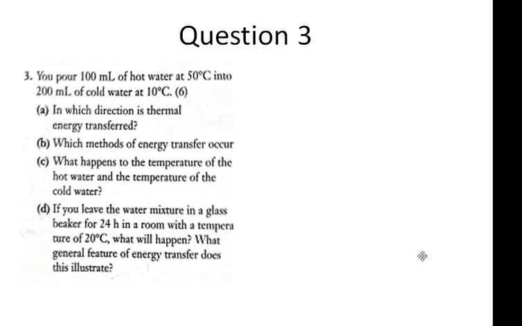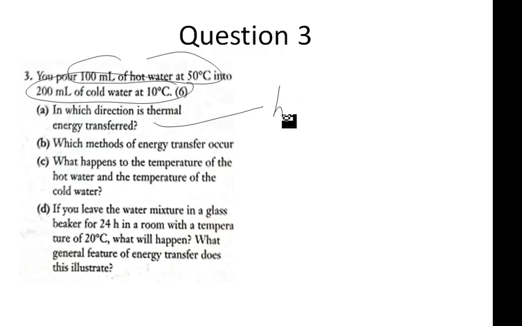Next, let's start this one. You pour 100 mils of hot water at 50 into 200 ml of cold water. So this is hot and this is cold. Which direction will the thermal energy be transferred? Thermal energy always goes from hot to cold. So that's what will happen there. It'll transfer from the hot beaker to the cold.